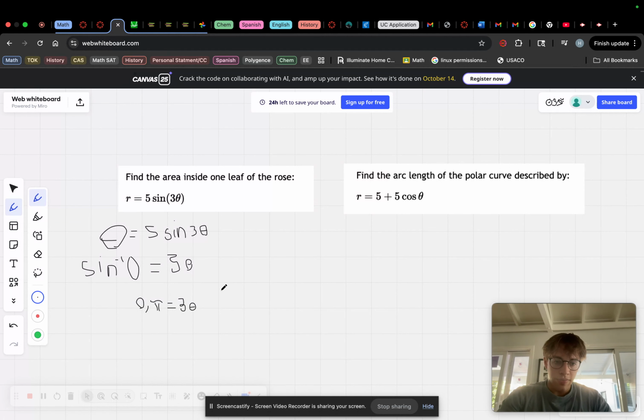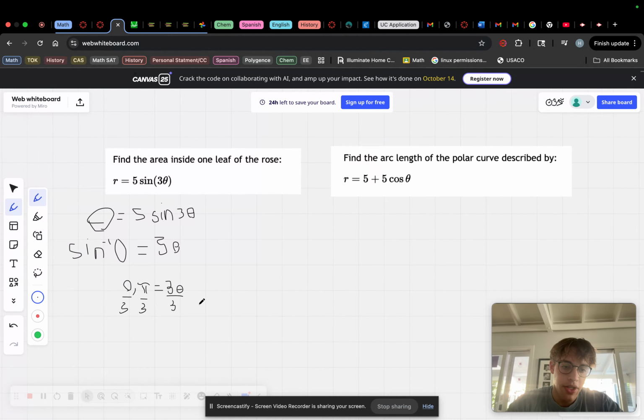But these are our two answers, or our bounds. And now one last step to actually find them. We divide both bounds by 3. 0 over 3 is 0, so one of our bounds is 0. And then our second one is pi over 3. So yeah, 0 and pi over 3.